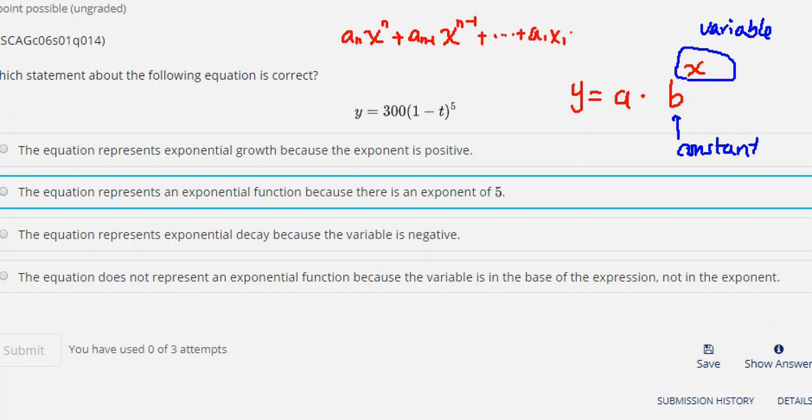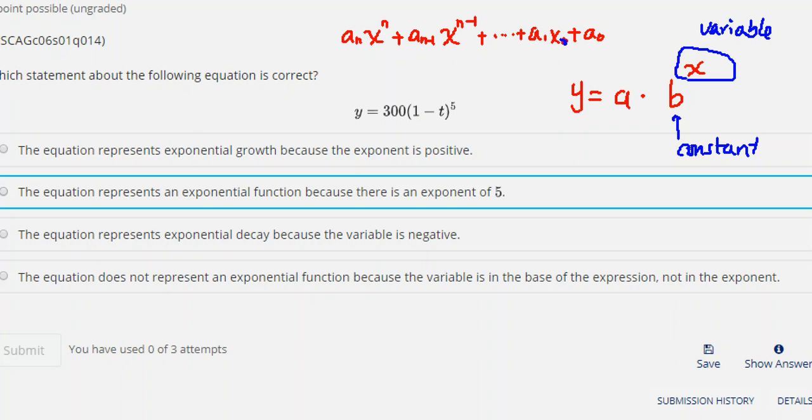Oops, this is not x raised to the power x sub 1, it's just x raised to power 1. I should delete this one, just no subscripts there. So this is a polynomial function.